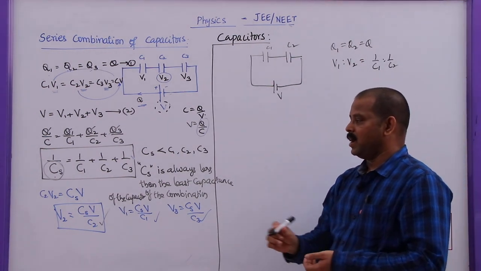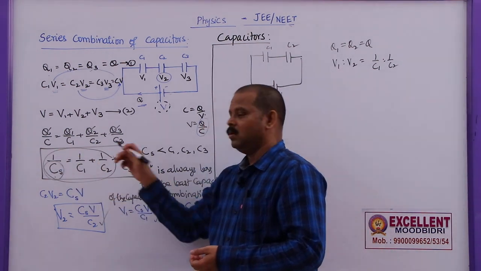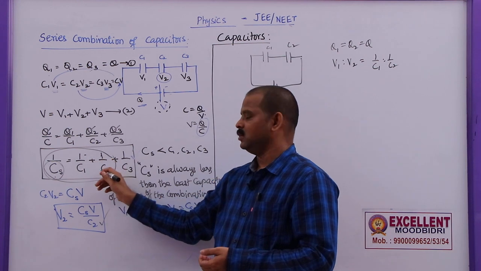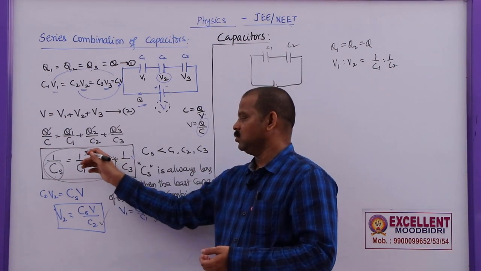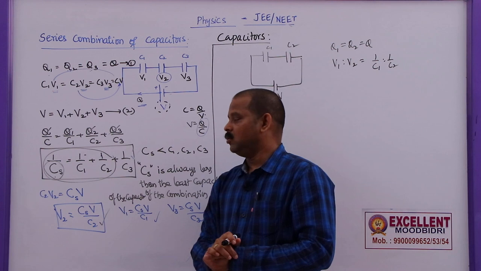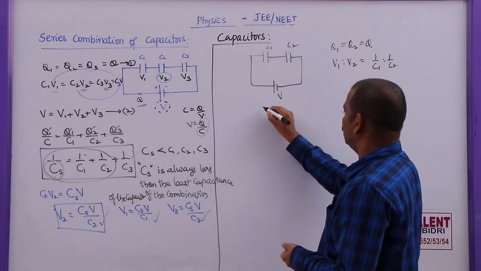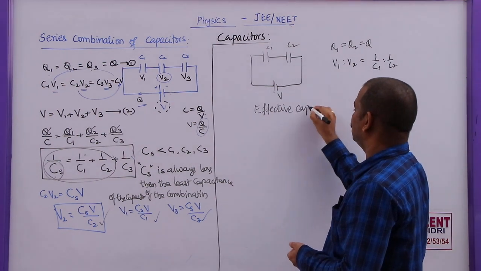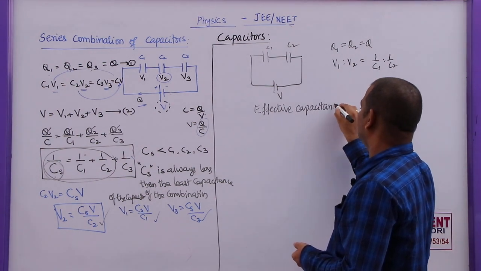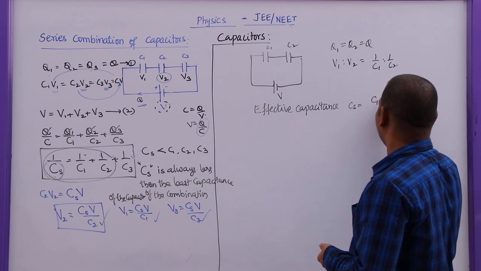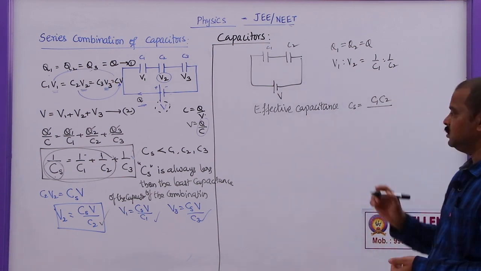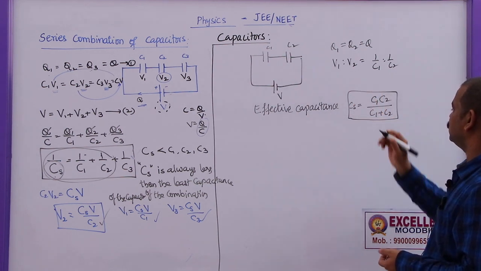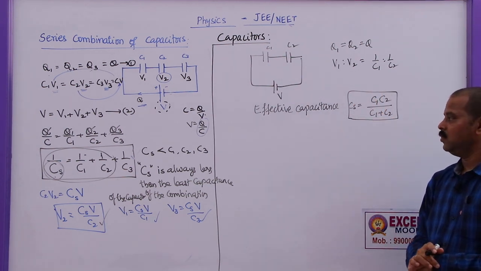What is the effective capacitance? Here you only have to take two capacitors. So, 1 by Cs is equal to 1 by C1 plus 1 by C2. If you take the LCM, the denominator will be C1 C2 and the numerator will be C1 plus C2. So, the effective capacitance Cs is given by the product of the two capacitors by the sum of the two capacitors, that is Cs is equal to C1 C2 by C1 plus C2.